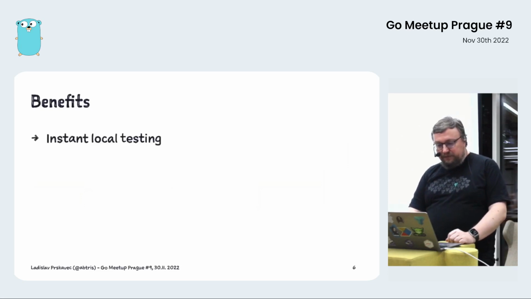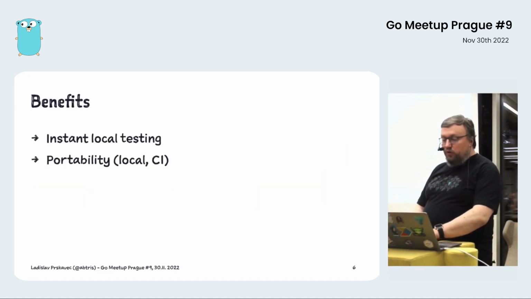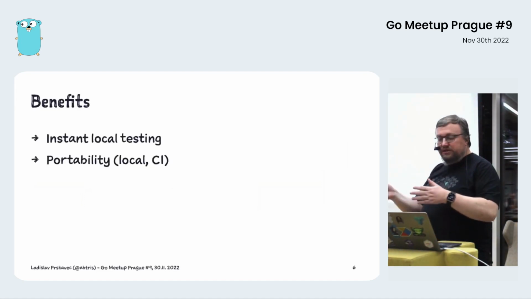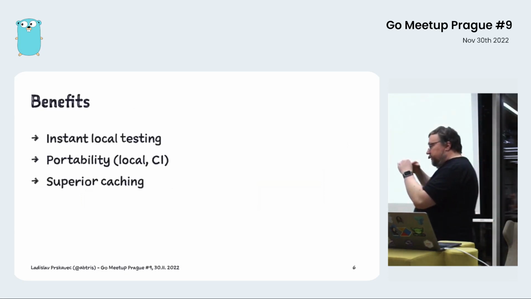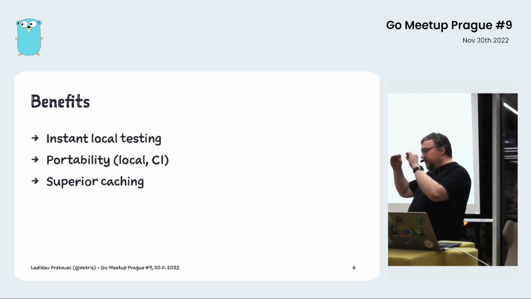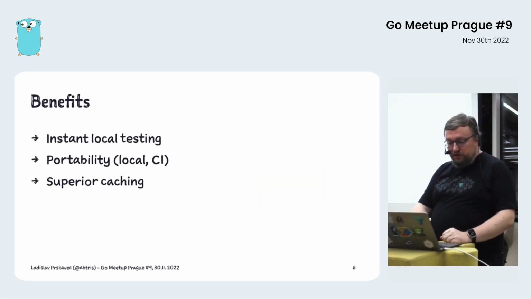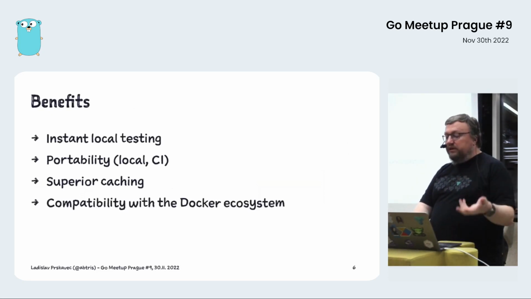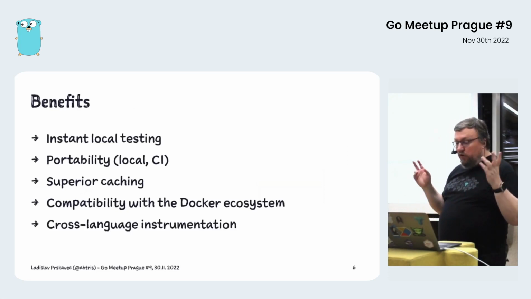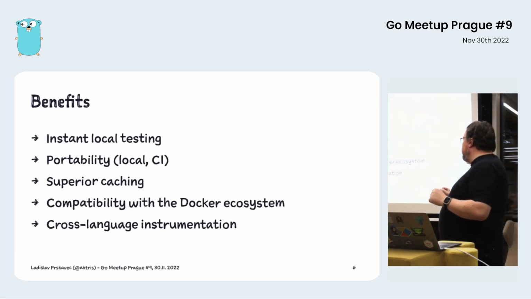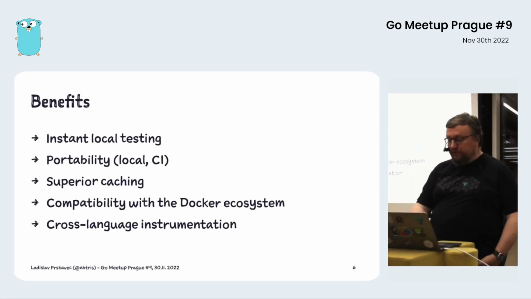The main benefits are instant local testing, and it's very easy to use. You have portability, the local version runs on CI and vice versa. You get superior caching, every part of that process is cached by Docker layers and works very well. You have cross-language instrumentation, you have compatibility with the Docker ecosystem, and all that works together with your requirements.